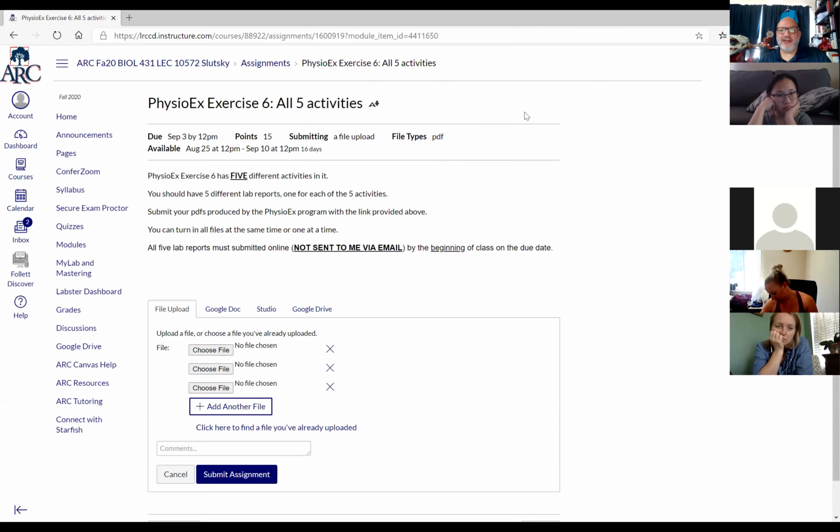So if you want to do one today and one tomorrow and one the next day after that, and turn them in each as you complete them, that is perfectly acceptable. All right.